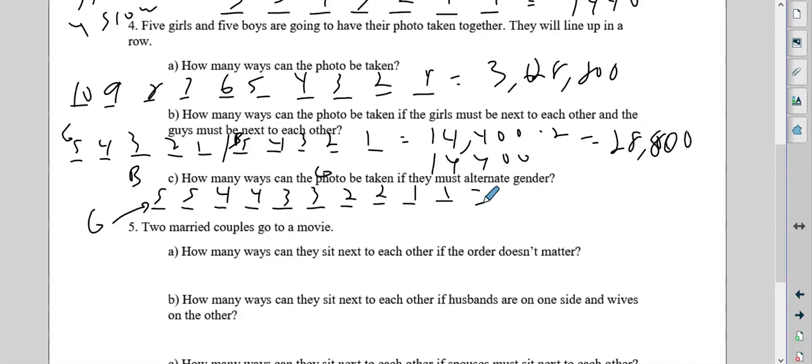now, the same thing is going to happen. The same number is going to be there because you're still doing 5, 5, 4, 4, 3, 3, 2, 1. This is still going to be the same. So it's going to be 14,400 times 2, 28,800. So you get the exact same number, regardless of whether you have the girls grouped and the boys or you're alternating. The math is still the same because there's a specific requirement there.